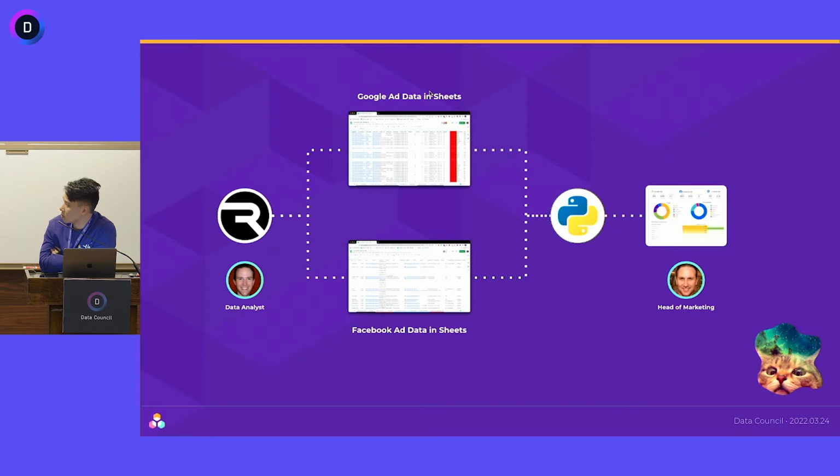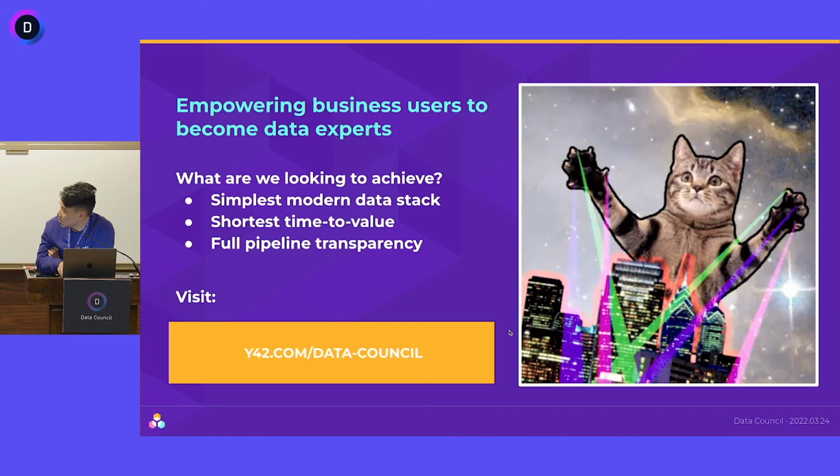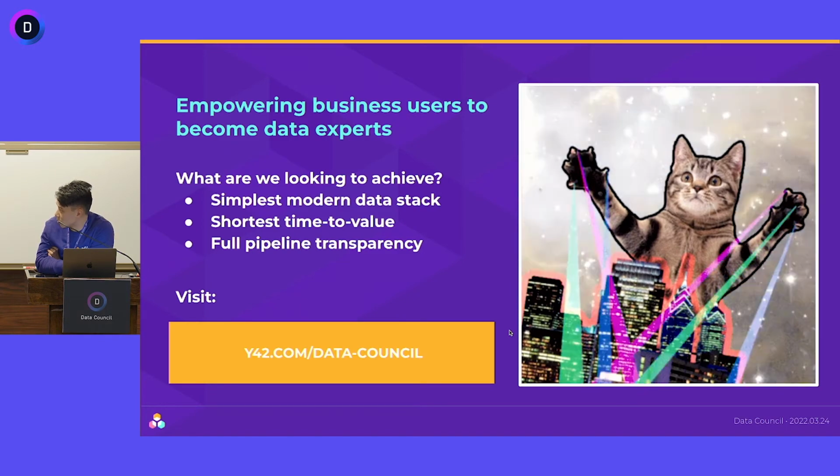And they were looking at basically simplifying the entire process to get the head of marketing happy and make sure that everything works out. So in this example, I want to first look at how Y42 can empower business users to become data experts, and then really the second part, going away from the business user and more to the data expert, figuring out how the platform is trying to solve both ends. So the first part is here, empowering business users to become data experts.